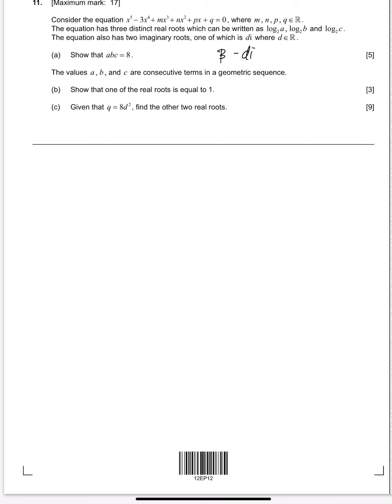All right. Thanks to Marta, we now made sense of this. So we're going to go over the basics again. For part A, we just had to use the sum of the roots, right? They gave us the three distinct roots right here, and because there's two imaginaries, if one is di, the conjugate must be minus di.